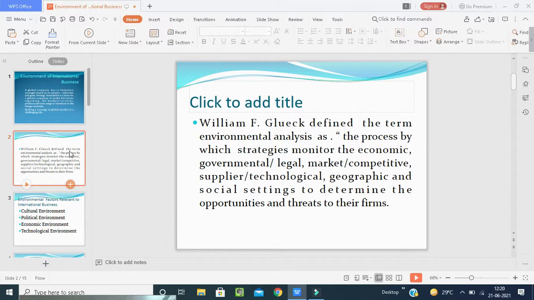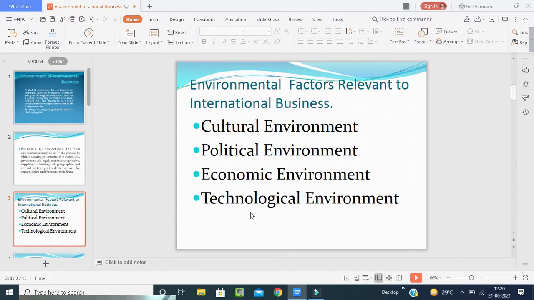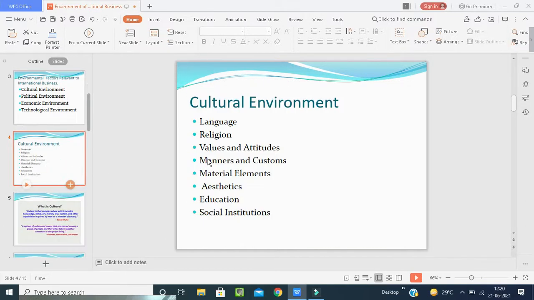Now, see, the business environment means the factors which affect or influence the business. This includes social factors, cultural factors, technological factors, economic factors, political factors. So, what are the factors there? This is cultural, political, economical, technological, and sometimes social. Now, we'll learn one by one what each includes. The first one is the cultural factor.